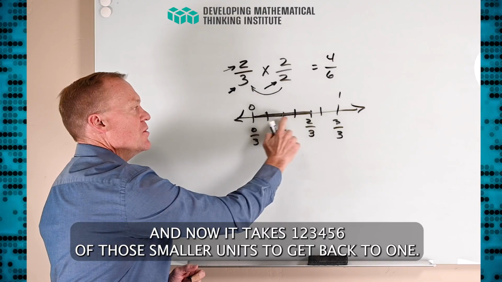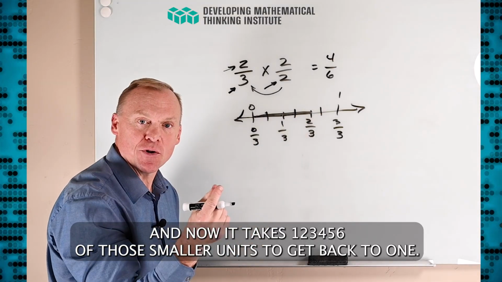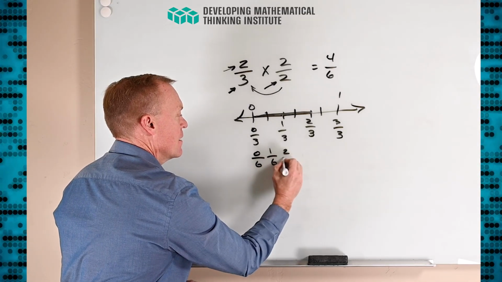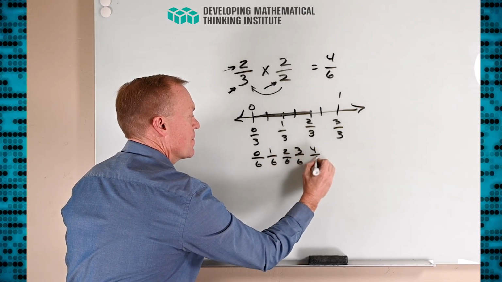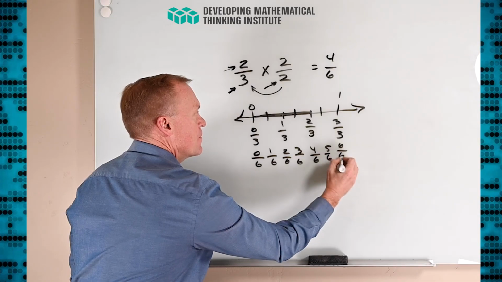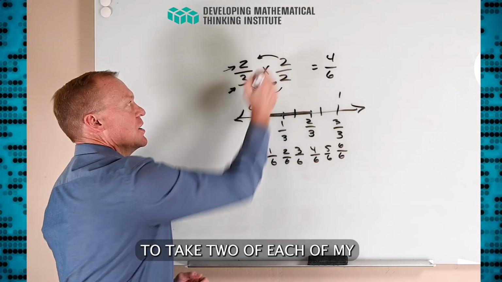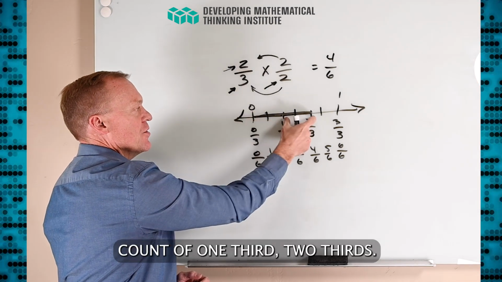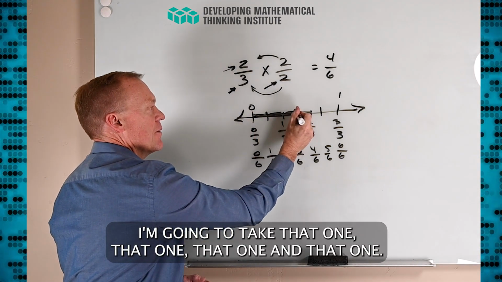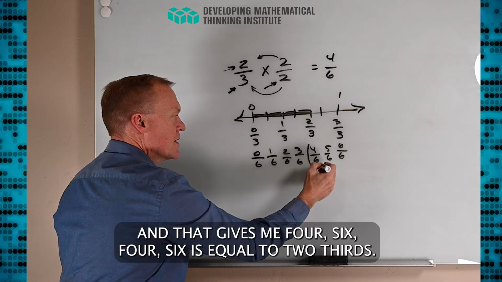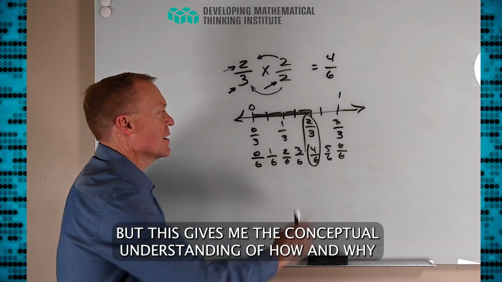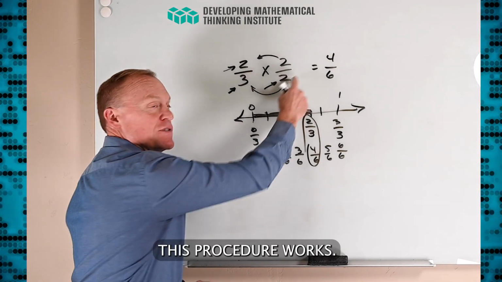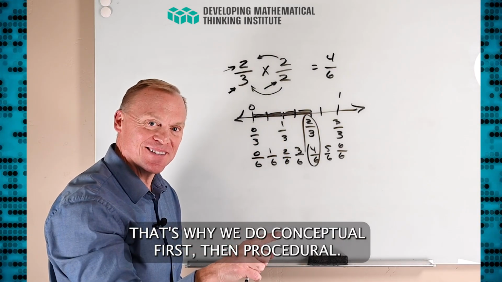And now it takes 1, 2, 3, 4, 5, 6 of those smaller units to get back to 1. So these are called sixths. And this tells me I'm going to take 2 of each of my count of 1/3, 2/3. I'm going to take that one, that one, that one, and that one. And that gives me 4/6. 4/6 is equivalent to 2/3. But this gives me the conceptual understanding of how and why this procedure works. That's why we do conceptual first, then procedural.